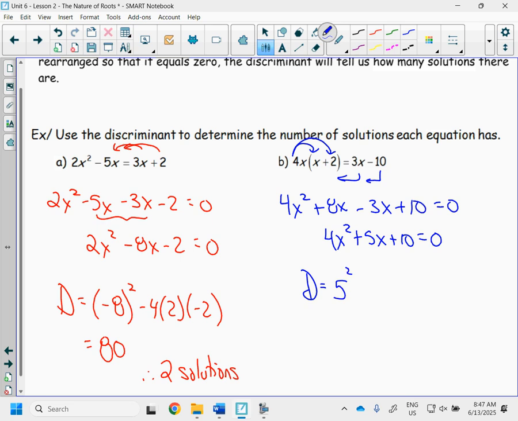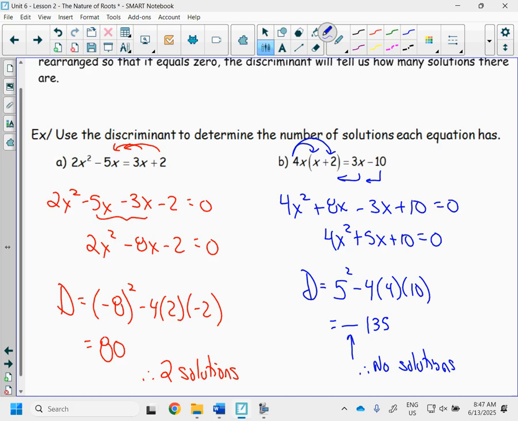b squared minus 4 times a times c. What's that? 25 minus 160. Negative 135. Notice I made the negative really big because this has no solutions. This is a question I would not be able to solve.